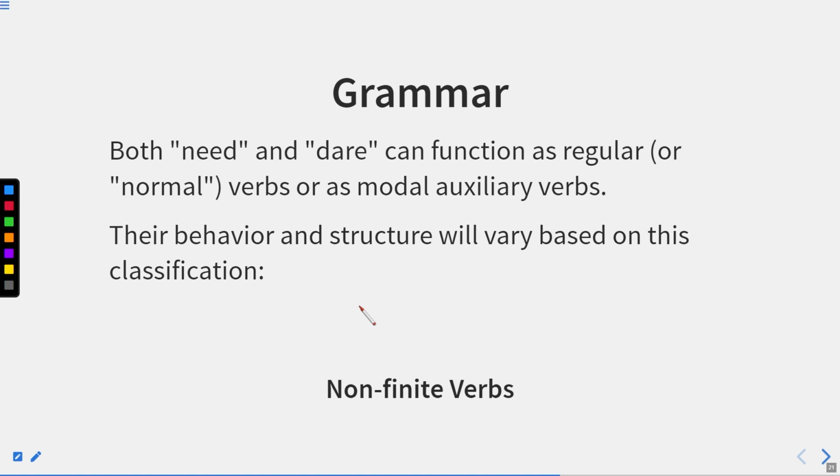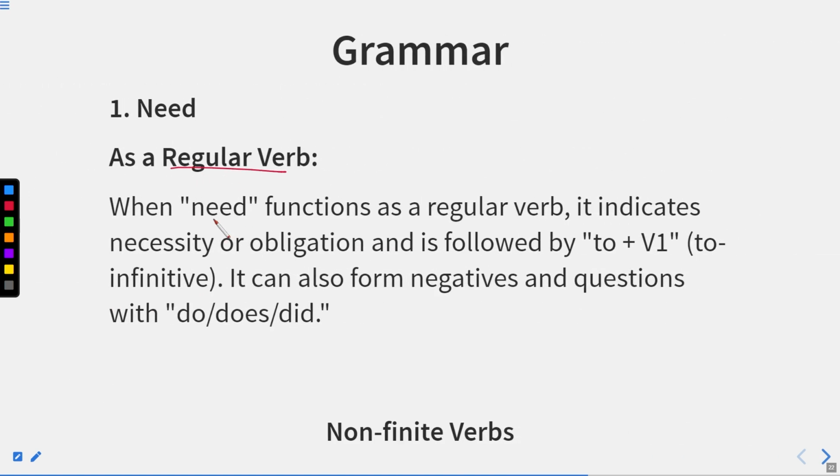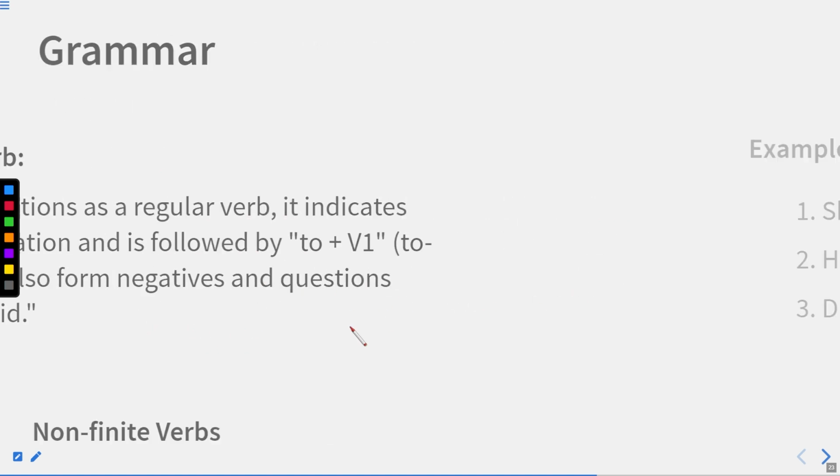Both need and dare can function as regular or normal verbs or as modal auxiliary verbs. Their behavior and structure will vary based on this classification. As a regular verb, when need functions as a regular verb, it indicates necessity or obligation and is followed by to plus verb one, that is, the infinitive. It can also form negatives and questions with do, does, and did.